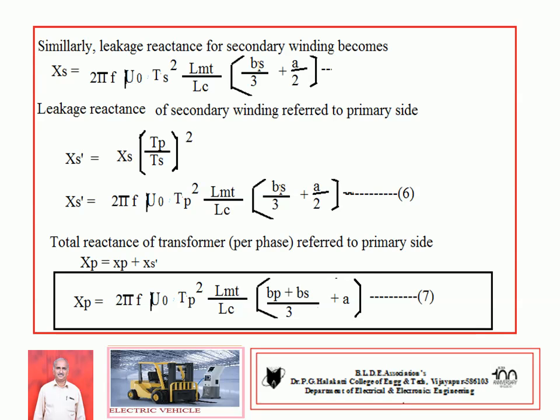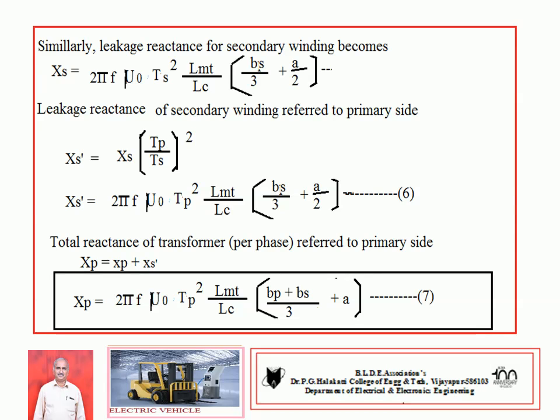Now it becomes very easy. The total net reactance of the transformer per phase referred to the primary side, capital X P, means the total reactance of the transformer referred to the primary side. This must equal the leakage reactance of the primary winding plus the leakage reactance of the secondary winding referred to the primary side, XP and XS dash. Then we get equation number 7. This is the final expression: the total leakage reactance of the transformer referred to the primary side.